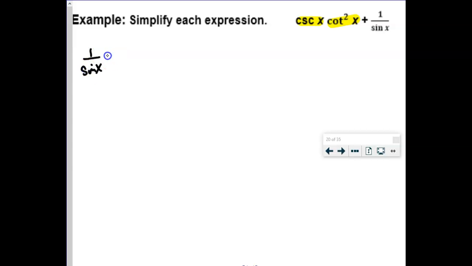Thank you. That made a lot of sense, Daniel. And then cotangent squared. Now, what's cotangent? Let's just start there. Cotangent is cosine over sine. So cotangent squared would be cosine squared over sine squared. Yeah. So all I've done so far is I've traded some things. And I know you're like, ooh, 1 over sine, that's cosecant. But that would be trading in the wrong direction.